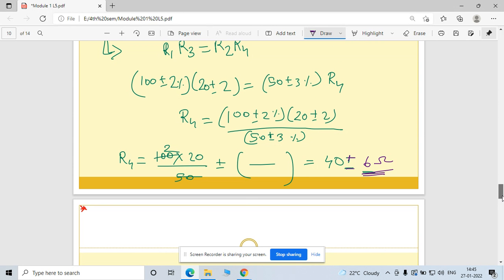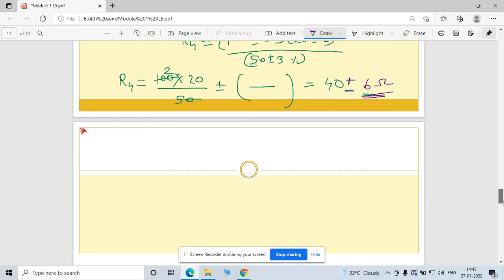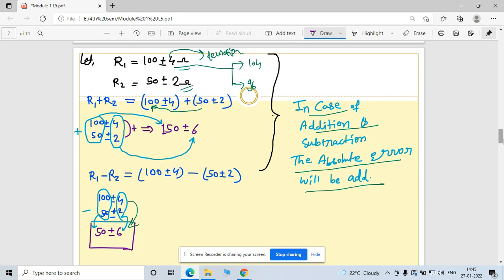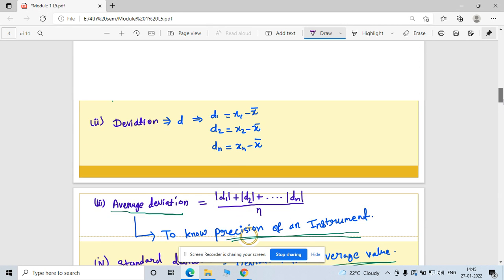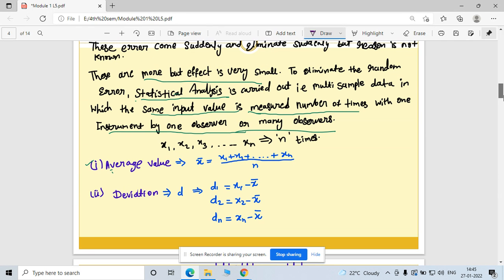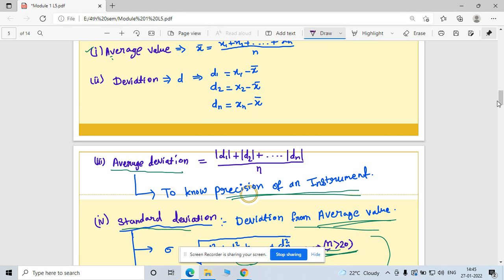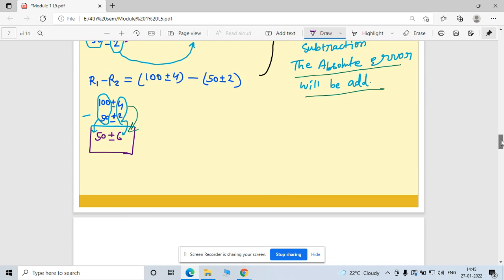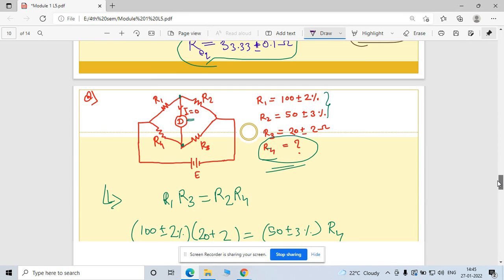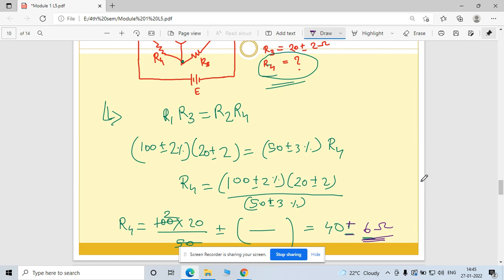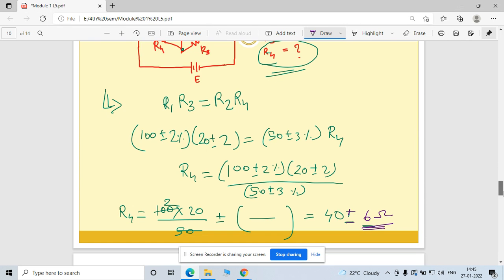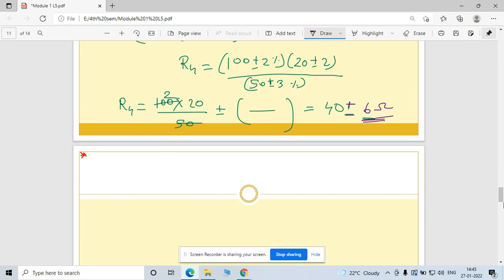Now there are some more examples I want to take, and use all the numerical formulas which I discussed here, this average value, deviation, average deviation, use those formulas in this question. First of all, try to solve it, and if you have any problem, please ask.